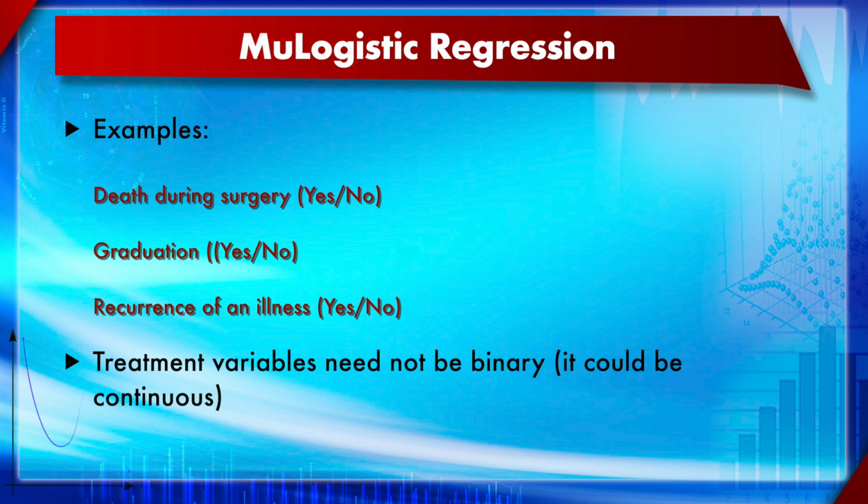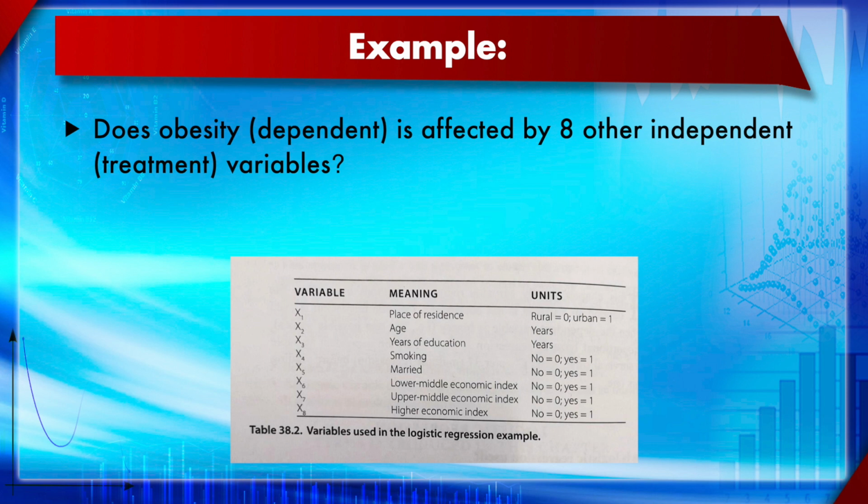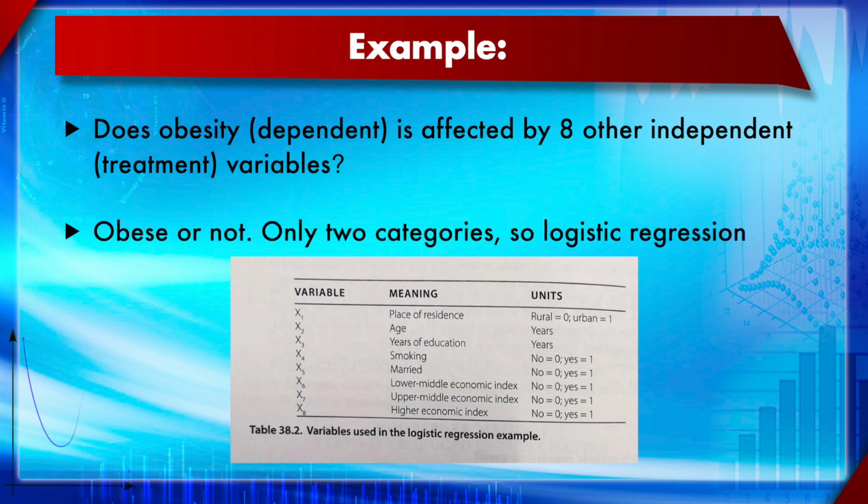One example is whether obesity, the dependent variable, is affected by 8 other independent variables. To see whether it is actually affecting or not, and how many confounding factors there are, you have to calculate the odds ratio. You have to find the multiplicity-adjusted OR. That is why you have to take a logistic regression model to do this work.